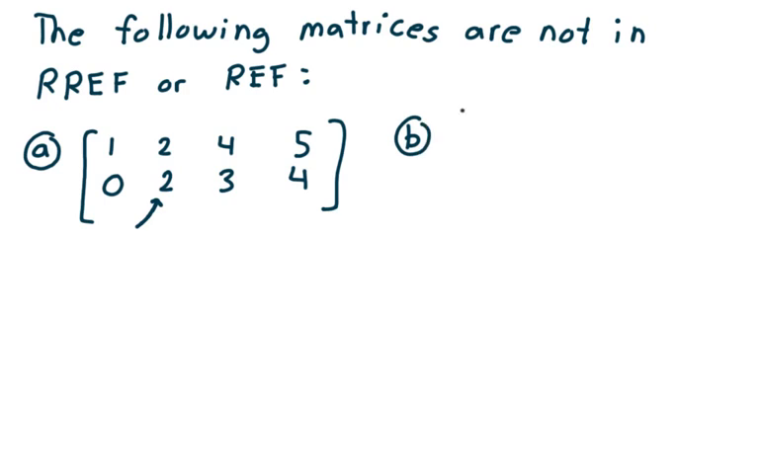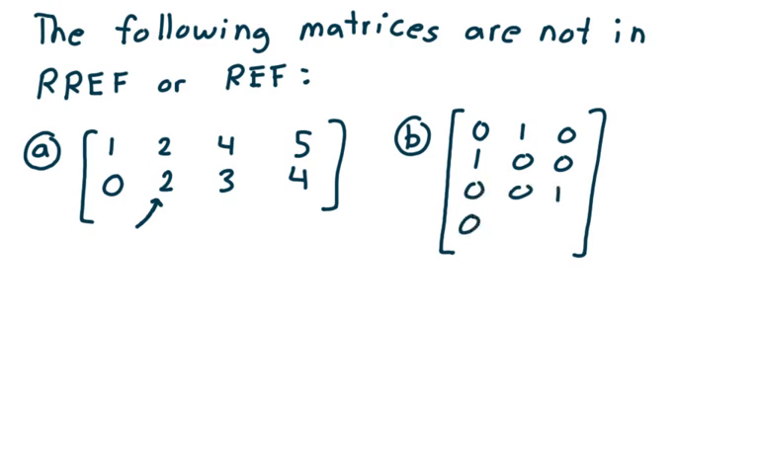Let's take a look at B. What if I did this to you? So if I do 0 1 0, 1 0 0, 0 0 1, 0 0 0, okay, it looks good, right? In the first row, the first non-zero entry is a 1. That's fine. In the second row, the first non-zero entry is a 1. In the third row, the first non-zero entry is a 1. What's the problem with this?